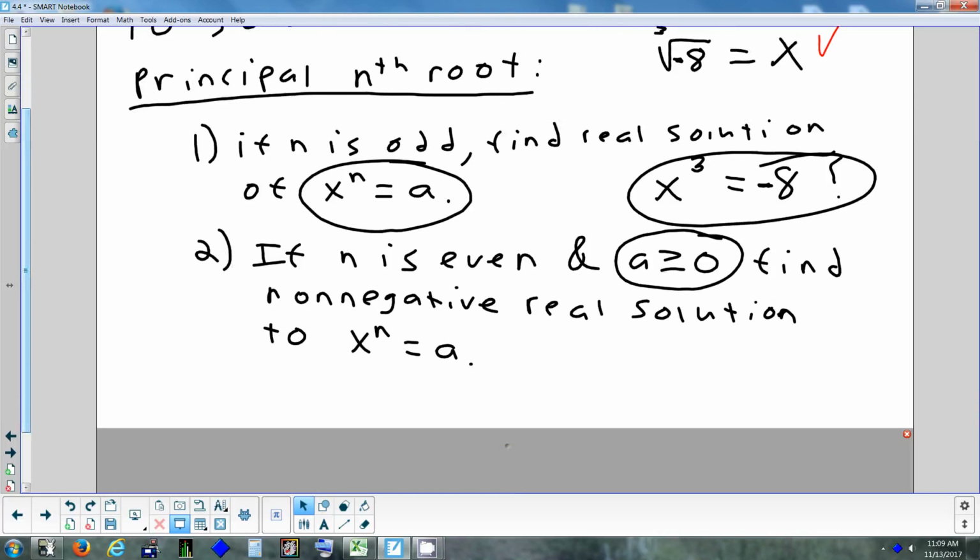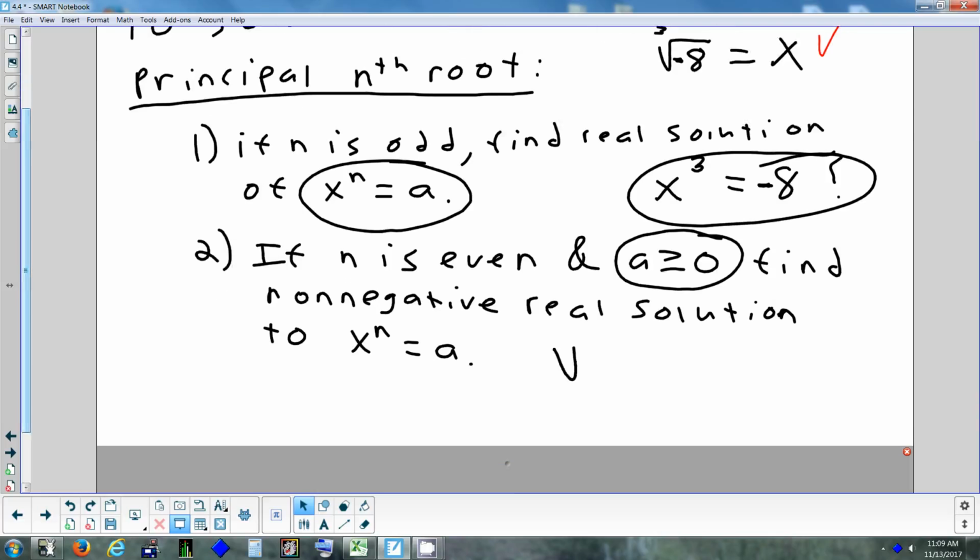Okay, so let's look at kind of how that would work. Let's say somebody asked you to find the fourth root. So I picked an even index. And now I have to pick a number that's greater than or equal to 0. 16. Okay, so let's find the fourth root of 16.